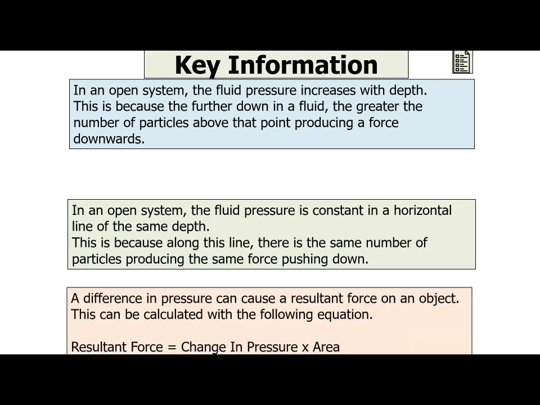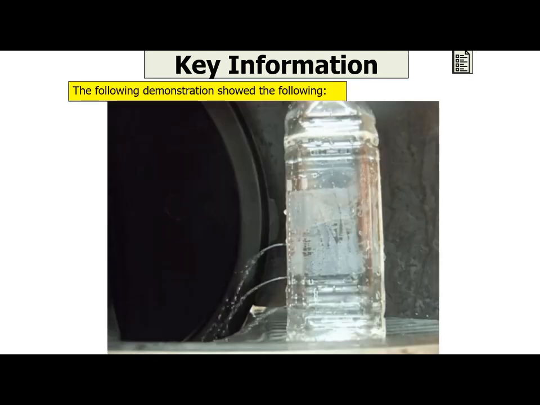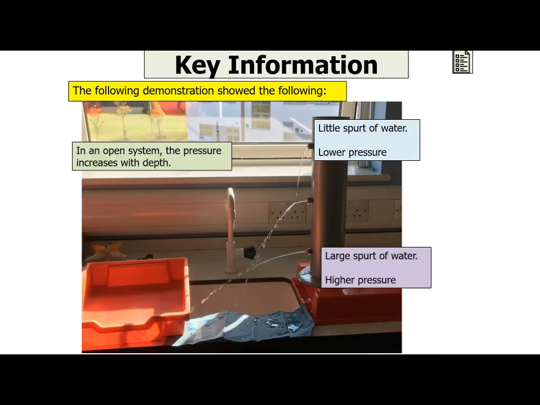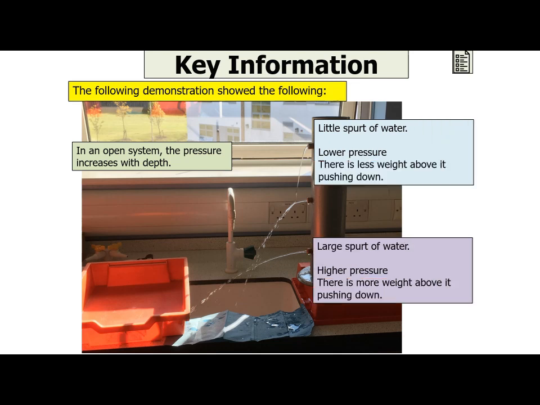Now, a difference in pressure can cause a resultant force on an object, which can be calculated with our equation: the resultant force is equal to the change in pressure times the area. This concept is shown in the following diagram. You can see in this particular image that because pressure increases with depth, at the top of the column there is a lower pressure, so you get a little spurt of water, but at the bottom there's a large spurt, so there's a higher pressure. Why is that? At the top there is less weight above it pushing down, and at the bottom there's a higher pressure because there's more weight above that point pushing downwards.